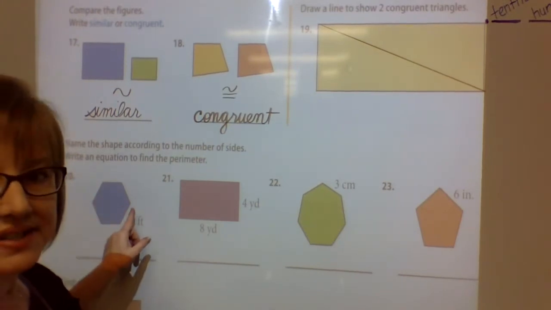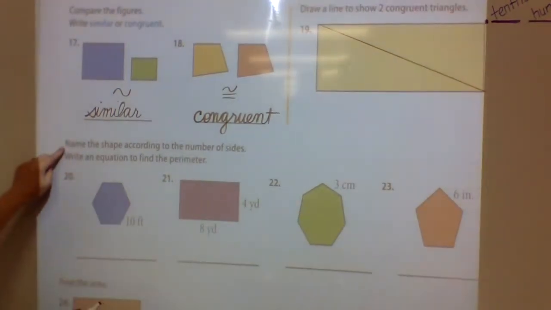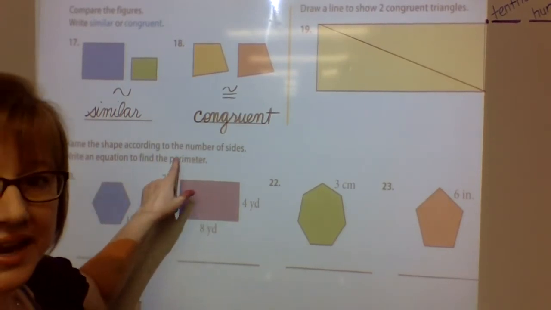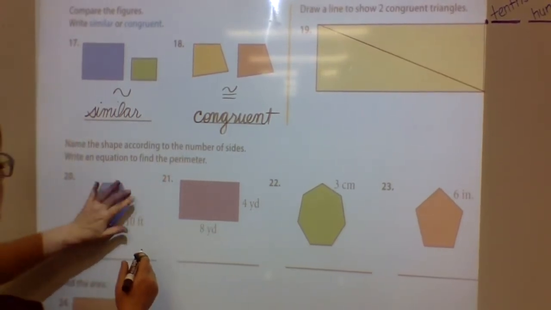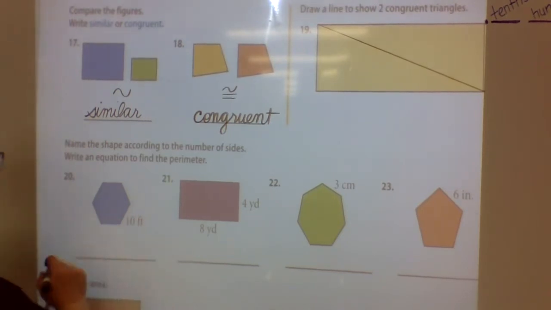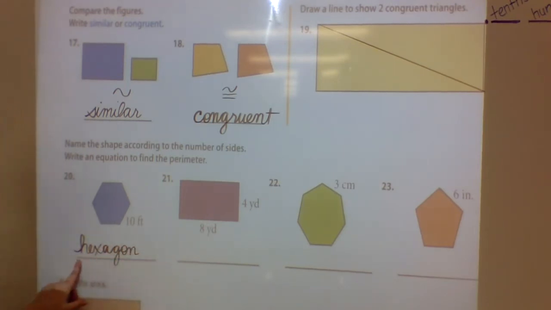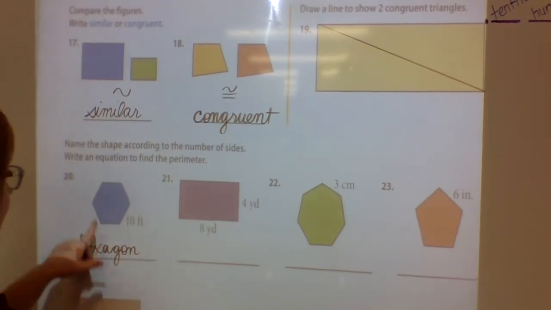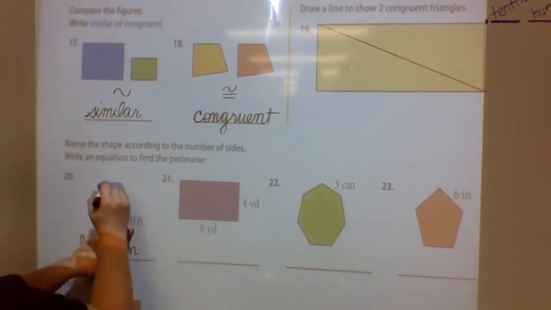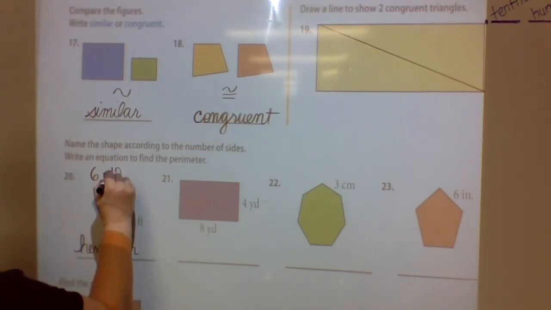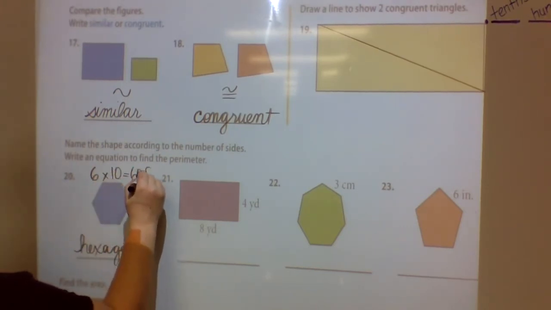Okay, can you see number 20? Yes. Name the shape according to the number of sides, and write an equation to find the perimeter. Perimeter, the area around. Okay, so this has 1, 2, 3, 4, 5, 6. What was a 6-sided figure? Hexagon. Remember that? Hexagon. They both are 3 letters, hex and 6. They end with an X. Perimeter around. So it's going to be 6 sides times 10 feet each equals 60 feet.